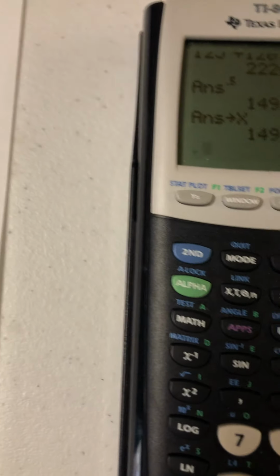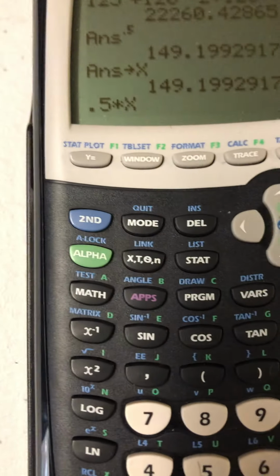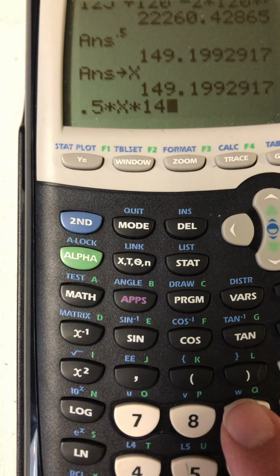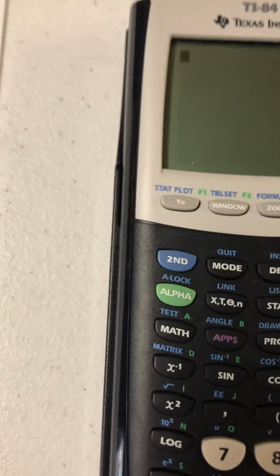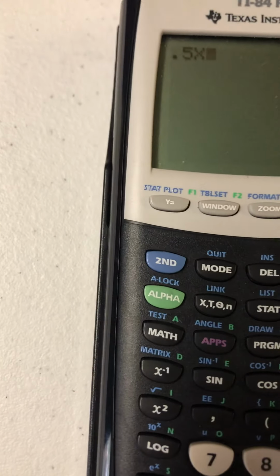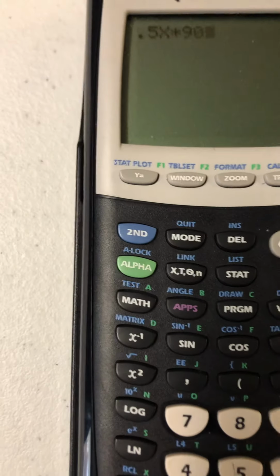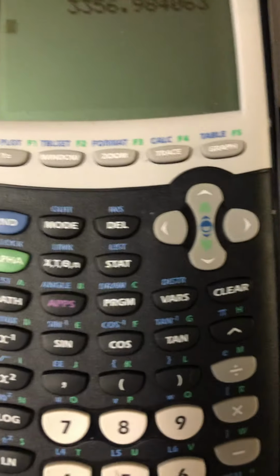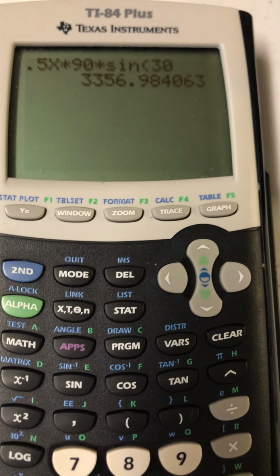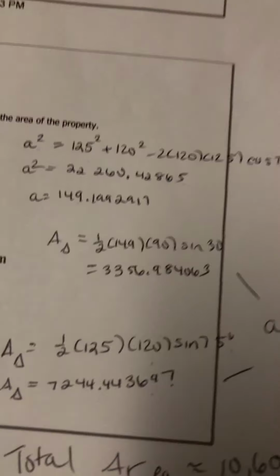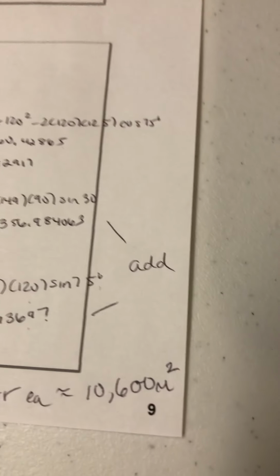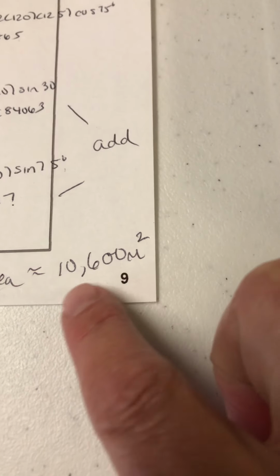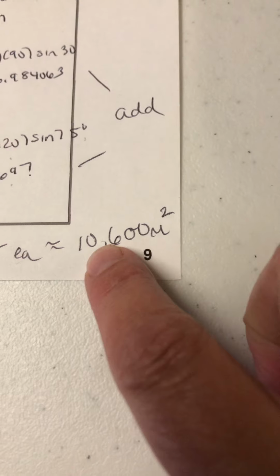So now find the area: 0.5 times x, times, looks like the two sides are 149. Oh, no, not 149. My bad. 0.5 times the x times the 90 times the sine of 30. So the area there I get is 3,356.984. I wrote that down. So that's the area of the top triangle. Then I had to add the two together, and that's when I used 3 sig figs. I got about 10,600. I believe the 0 between the 1 and the 6 is significant.